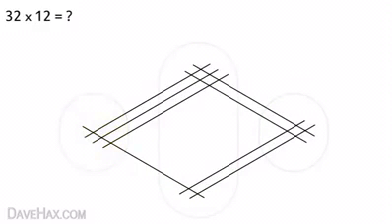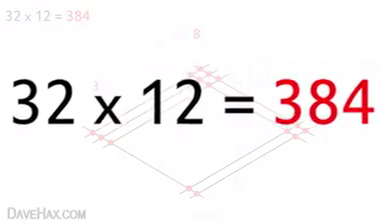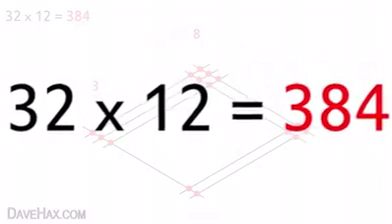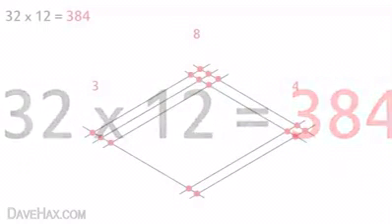And starting from the right, start counting the dots. 1, 2, 3, 4. 1, 2, 3, 4, 5, 6, 7, 8. Write that here. And finally, 1, 2, 3. So 3, 8, 4. 384. There we have our answer. Simples. But it does get a little more complicated if we add more lines.